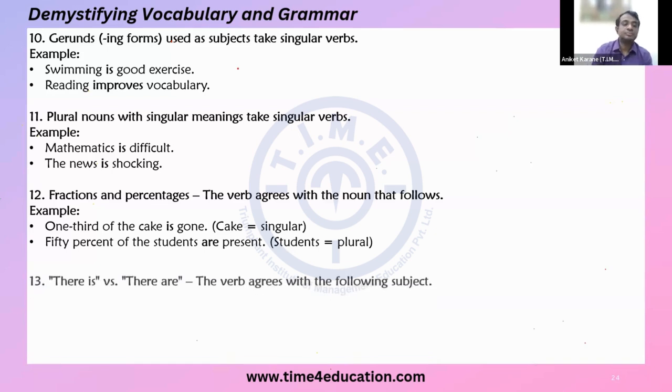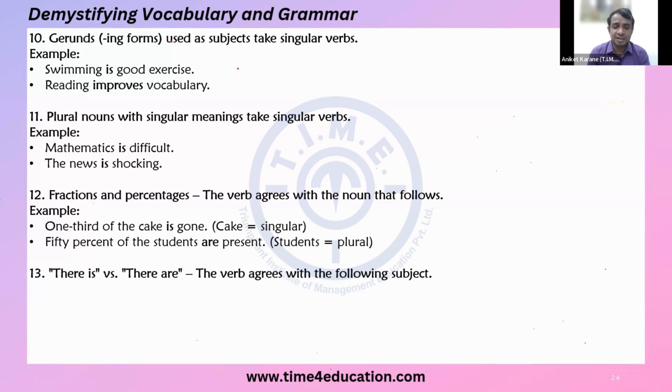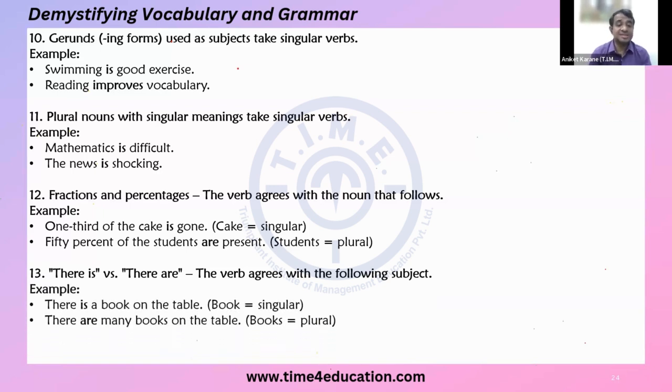Okay. There is versus there are. Again, the verb will agree with the subject that follows. So there is a book on the table because book is singular. There are many books on the table. Are is plural. So "there is many books" is not possible, and "there are book" is not possible. It should be "there is a book" because book is singular. And "there are" if the subject that follows is plural.